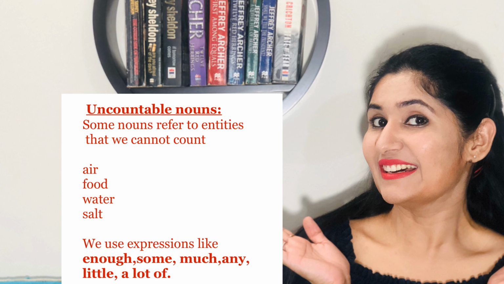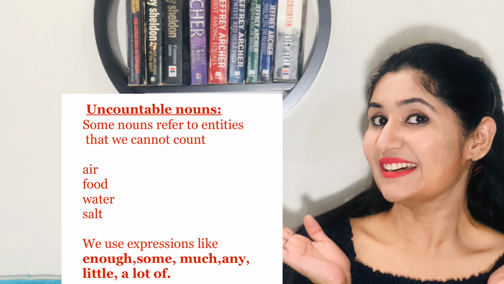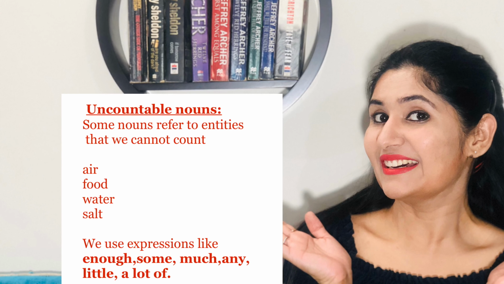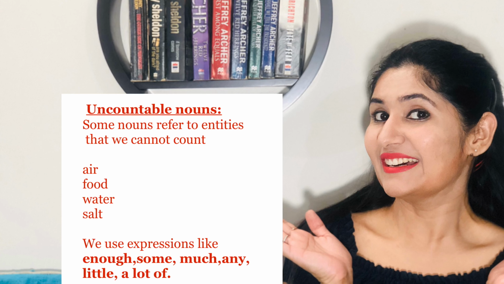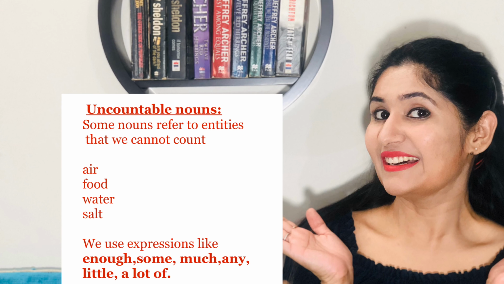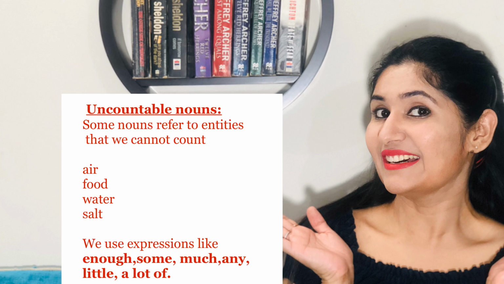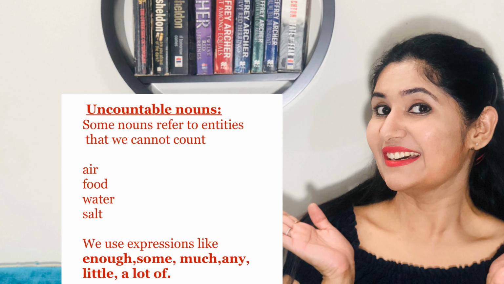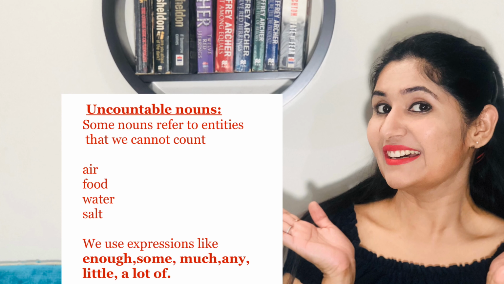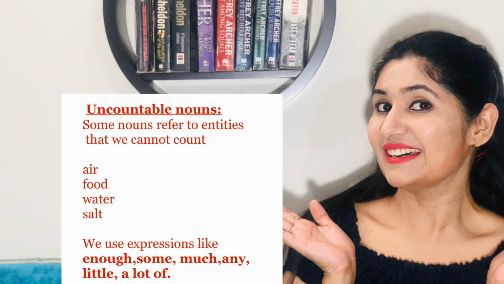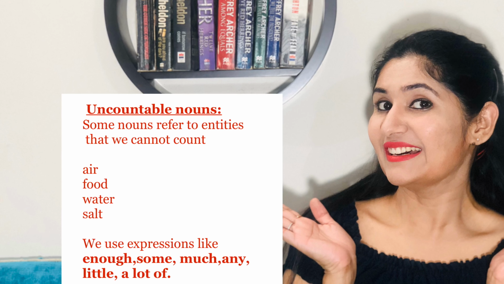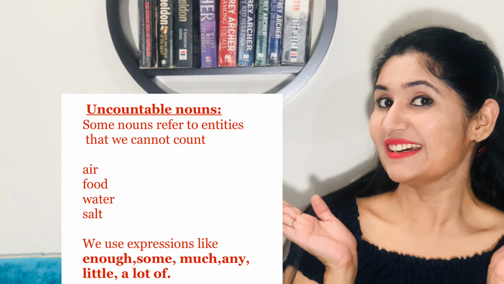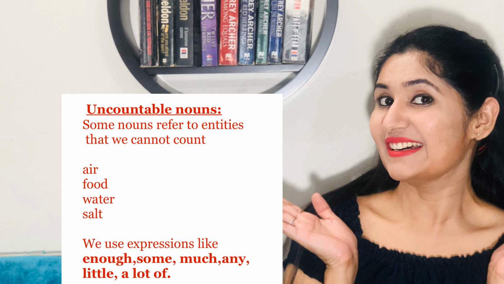Some nouns that we cannot count are called uncountable nouns. They are always used in the singular. For example, air, food, water, salt. With such nouns, we use words like enough, much, some, any, little, a little, a lot of, or plenty of before them to indicate quantity.